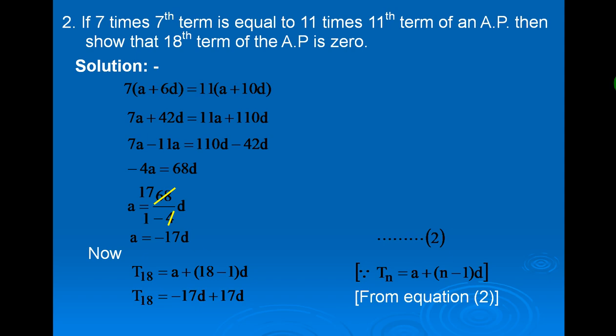This we get from equation 2: A is equal to minus 17D. Minus 17D and plus 17D cancel each other. Therefore, the right hand side becomes 0. Therefore, T18 is equal to 0. That is, the 18th term of the AP will be equal to 0.